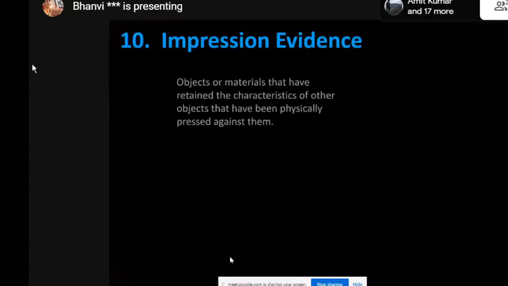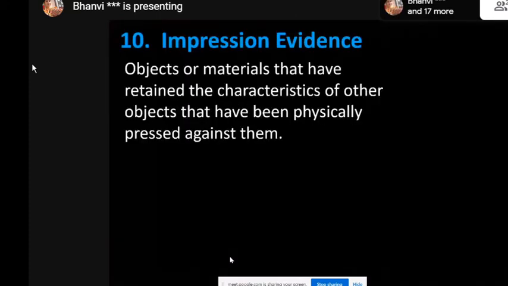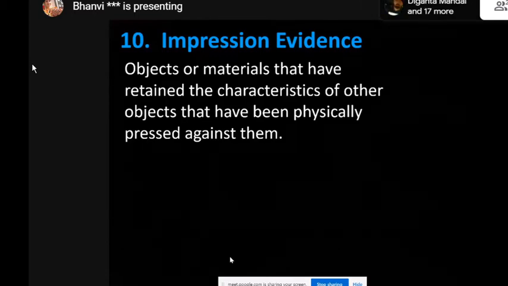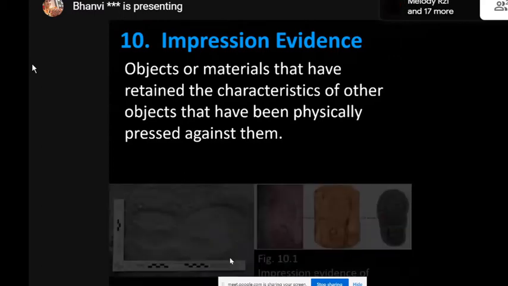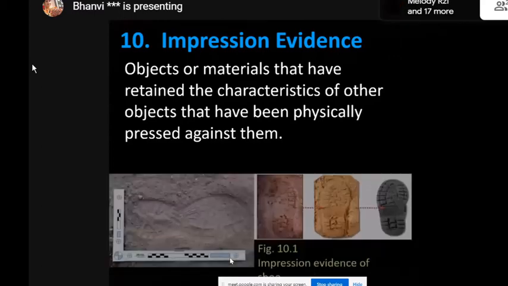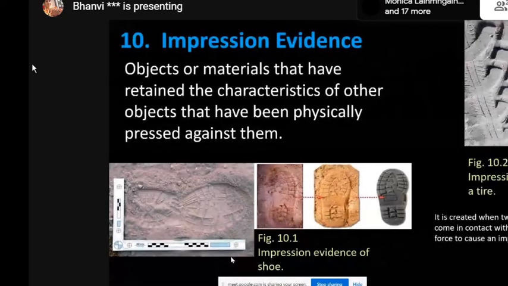Next is impression evidence. Objects or material that have retained the characteristics of other objects that have been physically present against them. Or you can say created when two objects come in contact with enough force to cause an impression. For example, marks on a bullet caused by the barrel of a firearm. And here I have given in figure 10.1 impression evidence of a shoe print and impression evidence of a tire.